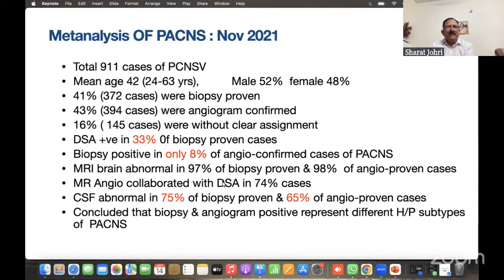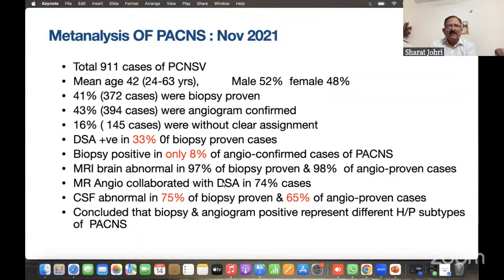An important thing to note is that DSA was positive in only 33% of biopsy-proven cases. So DSA may be negative. And biopsy was positive in only 8% of angiogram-confirmed cases of primary angiitis of the CNS. That is why there is a lot of investigation which we need to do to exclude other causes.